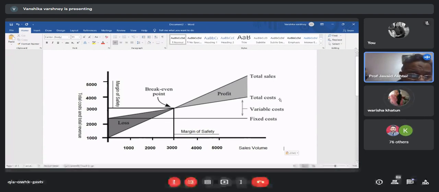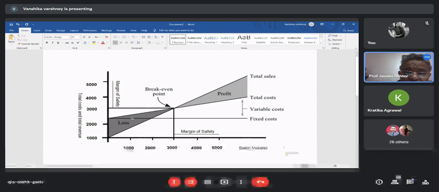You can see now? Yes, sir. This total sale curve, if you consider it as total revenue curve, what curve would you call it? Total revenue. Total revenue. And this is your total cost. Correct? Yes, sir.